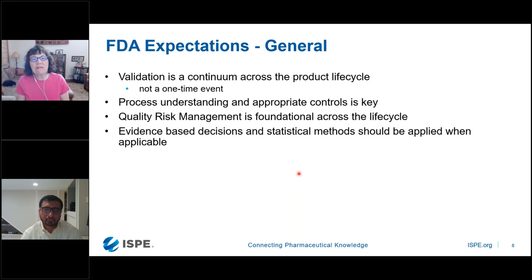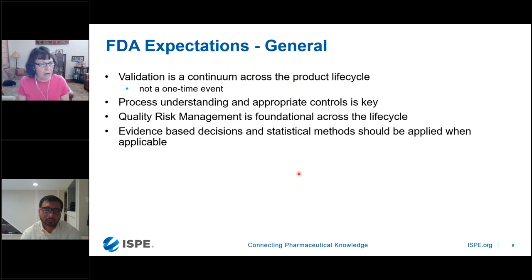So in general, what does the FDA expect? In general, validation is a continuum across the product lifecycle. It's not that one-time event of three batches. Process understanding and appropriate controls is key. We'll see that over and over again, talking about variability and understanding the variability that can come into your process and how you will control that variability. You'll see that in the next slide, actually.